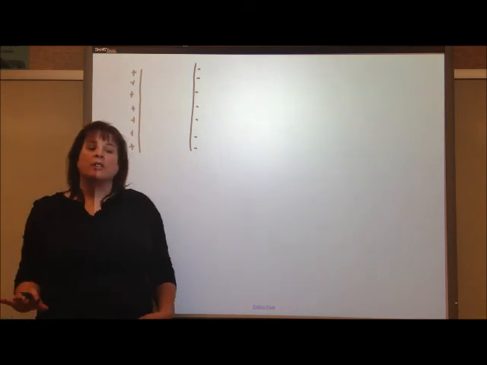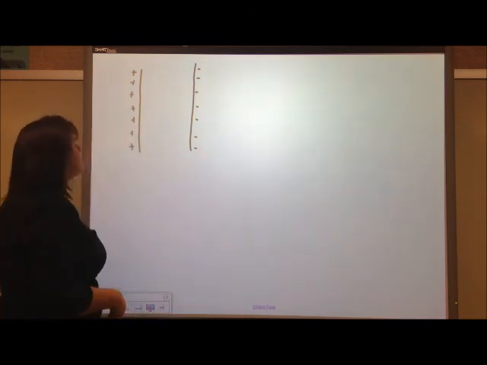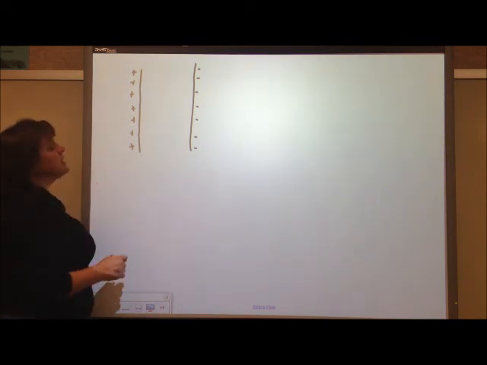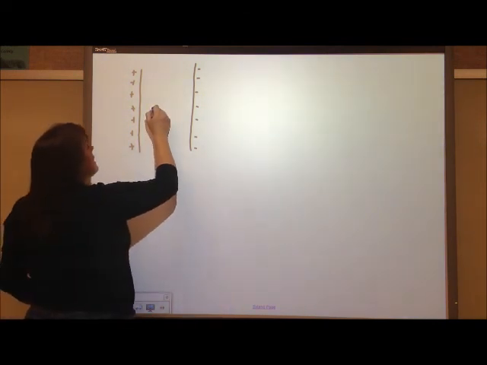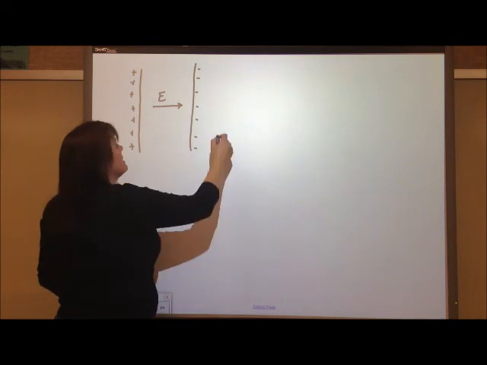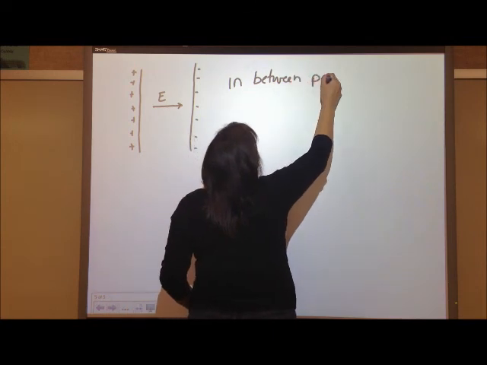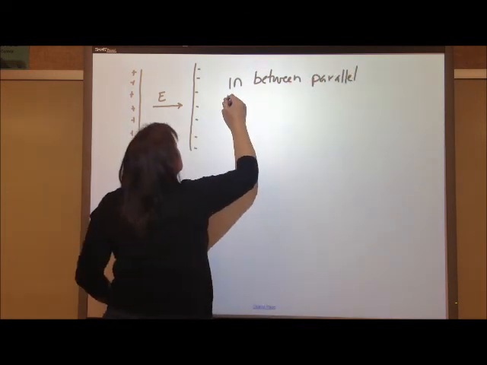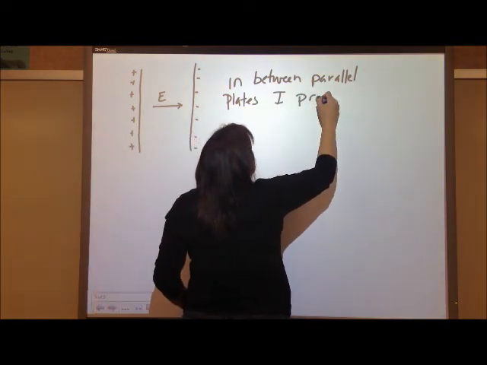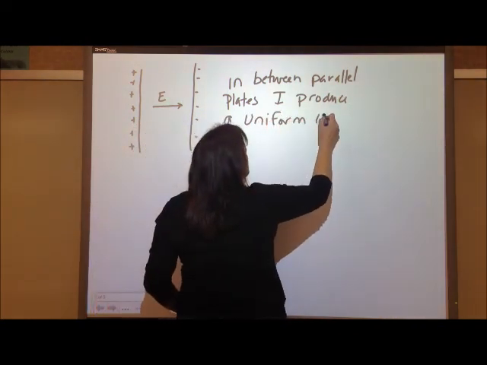And in fact, we're going to do a whole other unit by itself on parallel plate capacitors once we get through electrostatics. Now, if you remember back to last year when we talked about parallel plate capacitors, we said that the electric field in between the parallel plates, it goes from positive to negative, there's my electric field, is constant. So a parallel plate produces a uniform electric field.